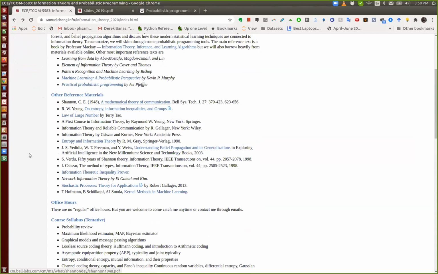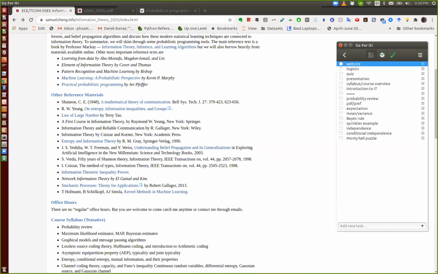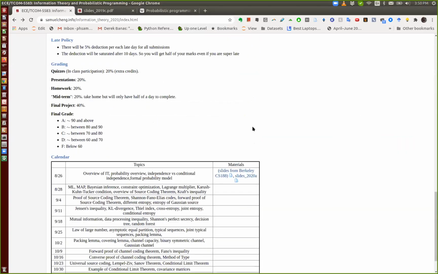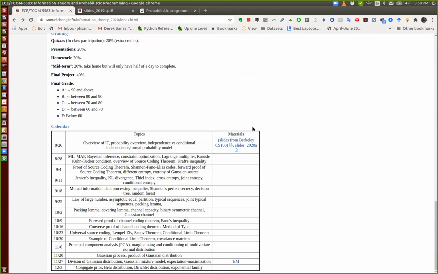So okay, let's see. I will get into, let's see, I have to talk about this website, logistics, quiz, presentation. I have some introduction on IT also. For the course overview and syllabus, I don't know whether I need to go through all of this. My current plan is maybe I just quickly mention this. Today I will talk about some probability, like some review.